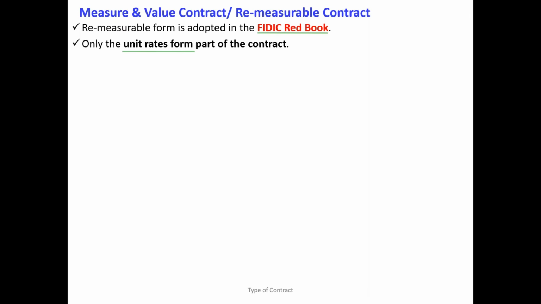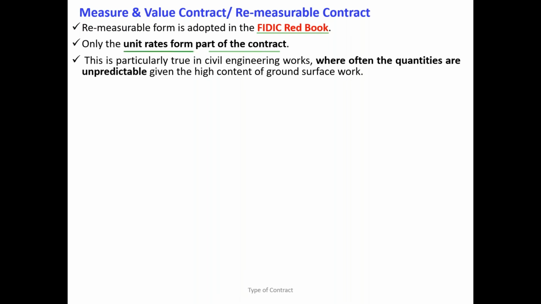Do you think we are going to remeasure? No. Once the scope of work is done, you have to pay the full amount. But here in the measure and value contract, we have to remeasure and pay according to the work done. So keep in mind, only the unit rates form the contract, not the quantity or the total amount. Okay, so why are these kinds of contracts now entertained?